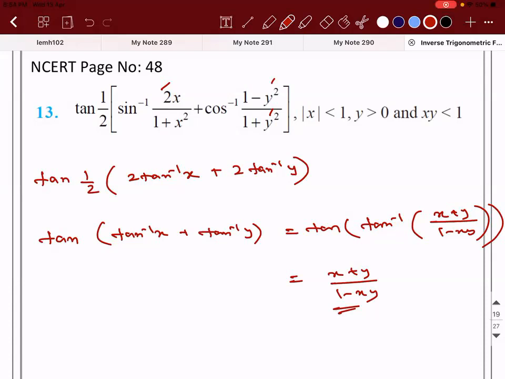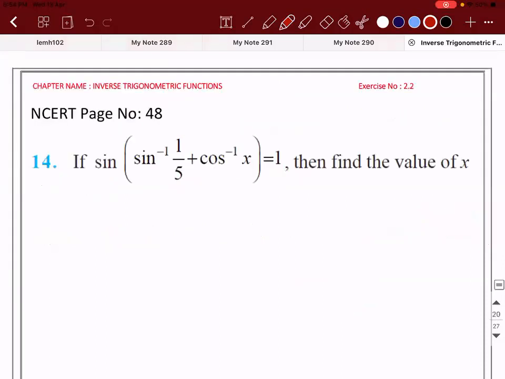Try the next one. What is the question? Sine of sine inverse 1 by 5 plus cos inverse x is equal to 1. What is the answer?